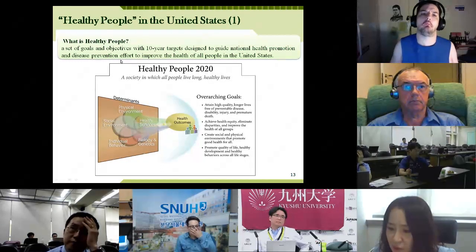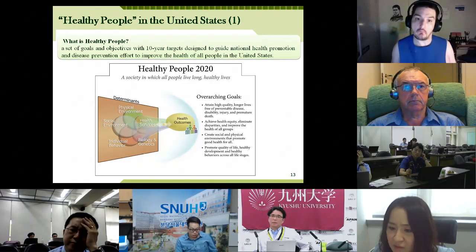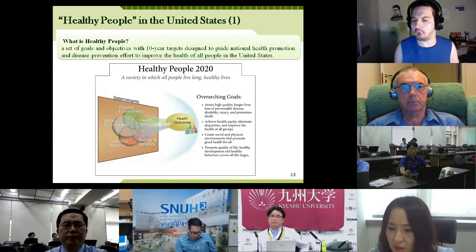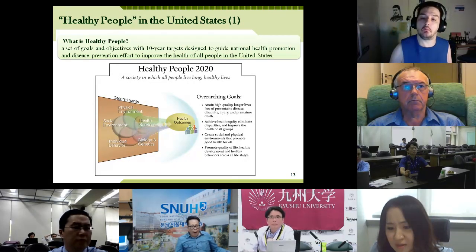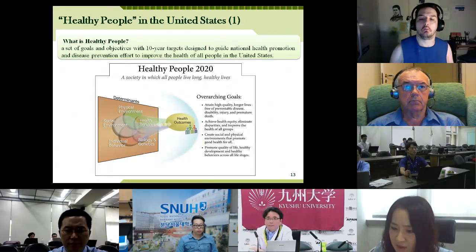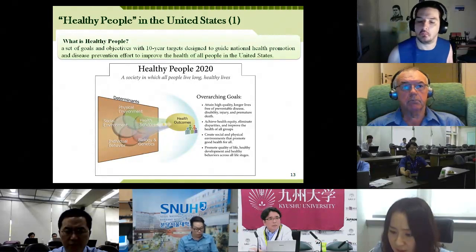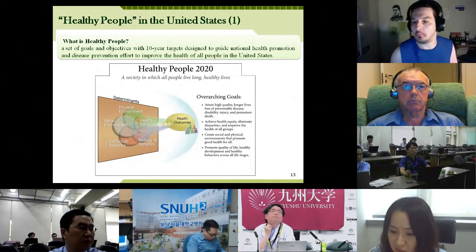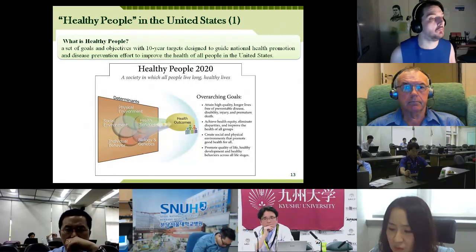Healthy People is a set of goals and objectives with 10-year targets designed to guide national health promotion and disease prevention efforts to improve the health of people in the United States. And it is released by the U.S. Department of Health and Human Services each decade. You can see the graphic model of Healthy People 2020 on the screen. A society in which all people live long, healthy lives is the vision of Healthy People 2020, and this model represents the overarching goals of Healthy People 2020 and the determinants of health.